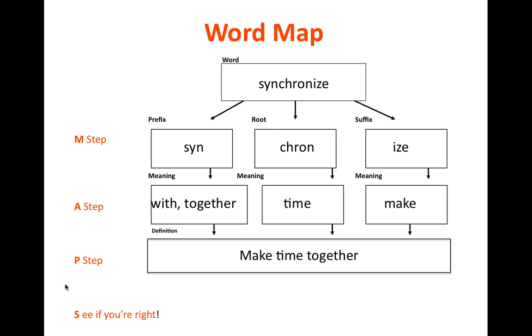I will replace the word synchronize in this sentence with my prediction and see if it makes sense. The dancers tried to synchronize their steps would now become the dancers tried to make time together their steps. I think it makes some sense, but it doesn't sound quite right. Maybe I could say the dancers tried to make their steps time together. I think that sounds okay. It's getting better. It may sound even better if I say the dancers tried to time their steps together. That sounds good. I could also look up the word synchronize in the dictionary to see if I'm right.